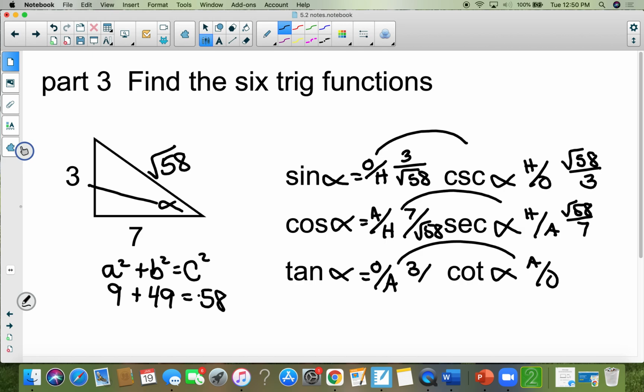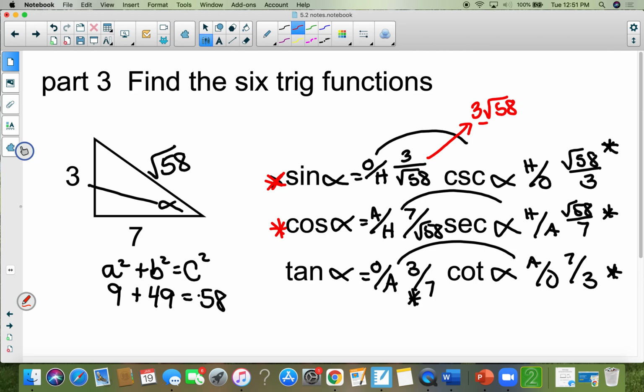Opposite over adjacent, and adjacent over opposite. This one's good, this one's good, this one's good, and this one's good. But these two are not good. You can never leave a radical in the denominator, so the final answer for this one is 3 root 58 over 58. And the answer for this one is 7 root 58 over 58.